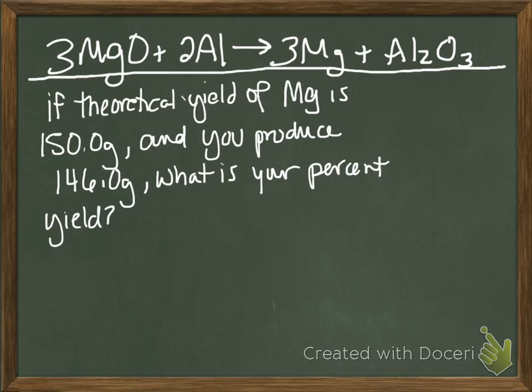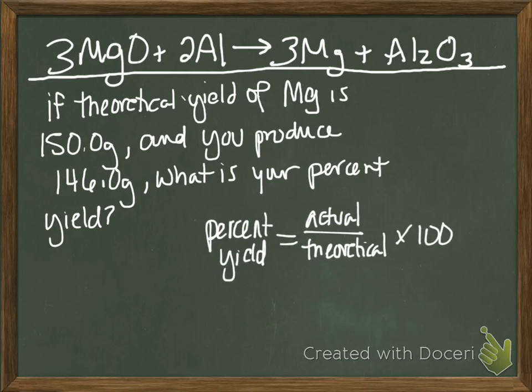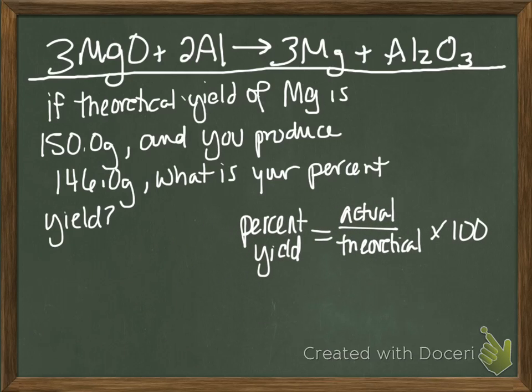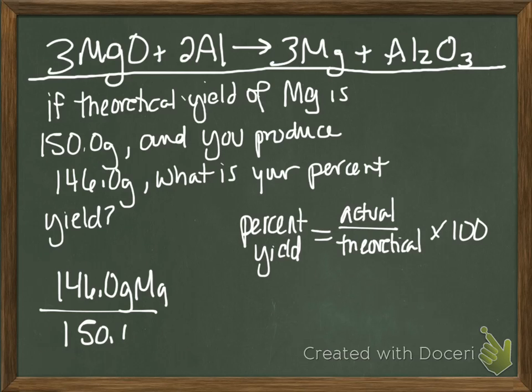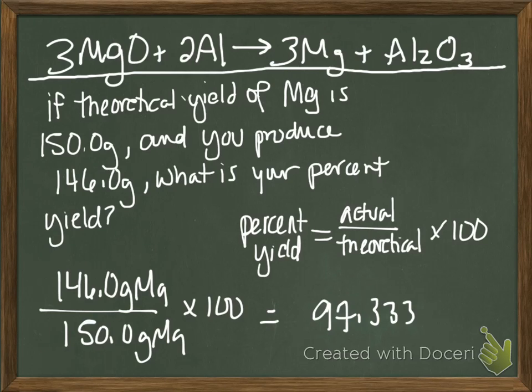Well, we remember this equation. Percent yield equals actual over theoretical times 100. So this is pretty easy. Plug your numbers in: 146.0 grams of magnesium over 150.0 grams of magnesium times 100. It's 97.3 repeating. With sig figs, we would have 4 sig figs, so we would call it 97.3%.